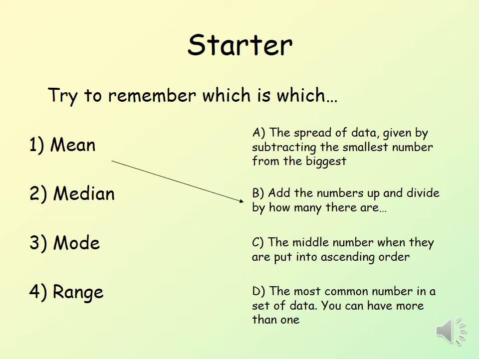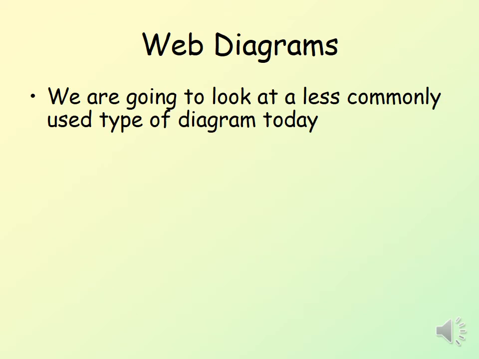So mean is of course B, where we add the numbers up and divide by how many there are. Okay, median is of course the middle number. Mode is the most occurring, and this is the range of values. Okay, highest value take away the lowest value. Okay, so let's make a start.